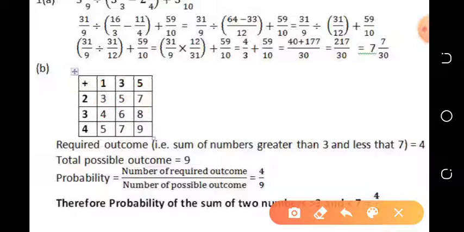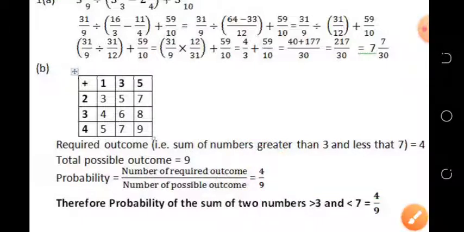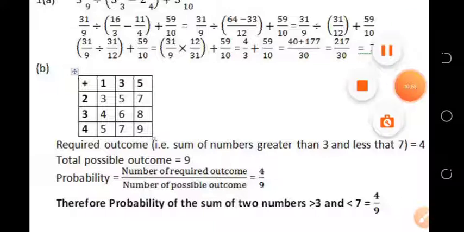Now what's the formula for probability? Probability is equal to the number of required outcomes all over the number of total possible outcomes. What's the required outcome? We have 4. And what's the total outcome? We have 9. So you have 4 over 9. And that is a simple solution to that. Therefore, the probability of the sum of two numbers greater than 3 and less than 7 is equal to 4 over 9. That is very simple.